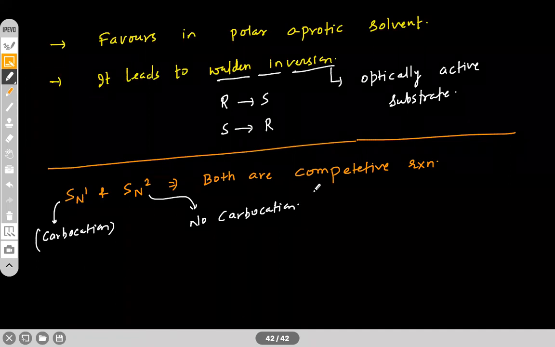So it depends upon the substrate actually. If the substrate can give a stable carbocation, then the reaction goes under SN1 reaction, if other things are same. If the carbocation is not stable, then it goes under SN2. I'll discuss this with some examples.